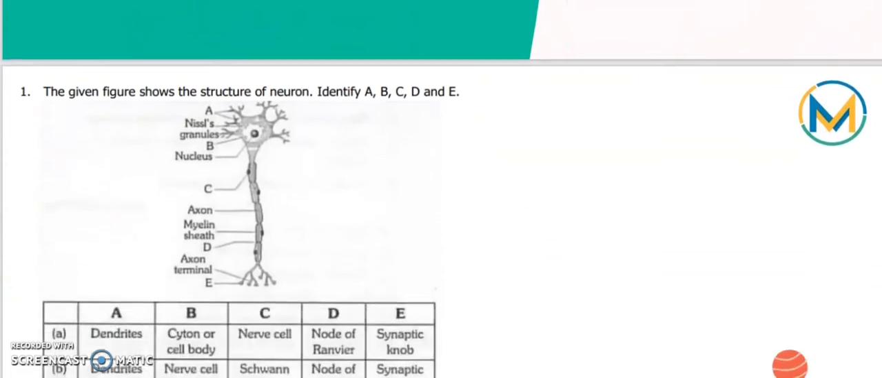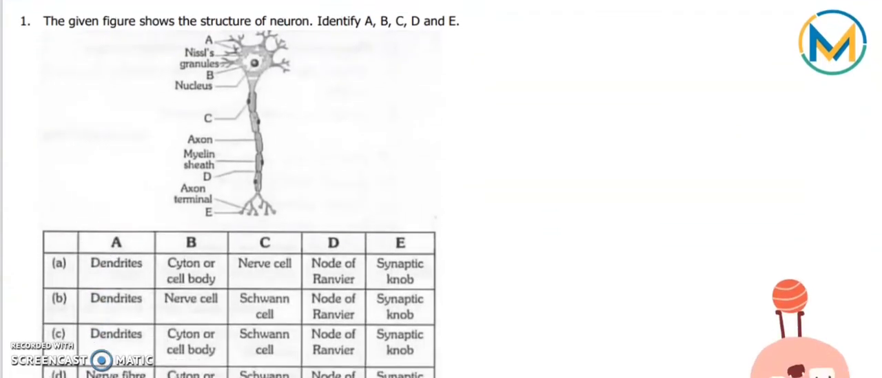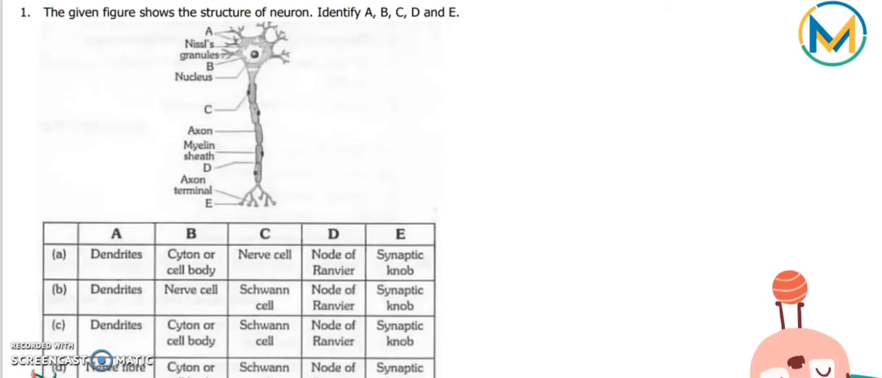First question, the given figure shows the structure of neuron. Identify A, B, C, D and E in this given figure. Now this structure shows the neuron. Now here A, this A is dendrite.